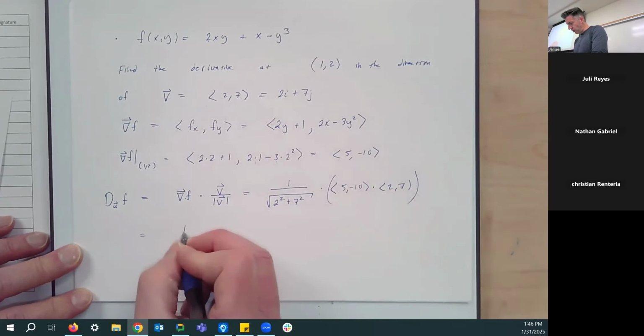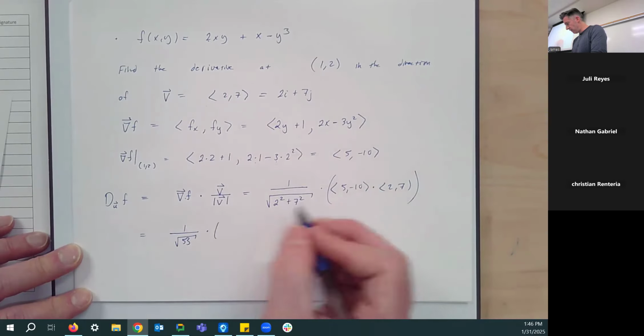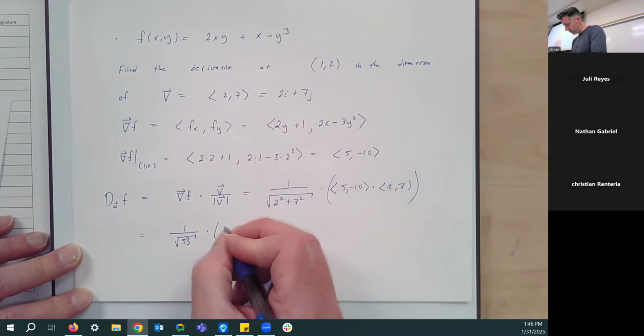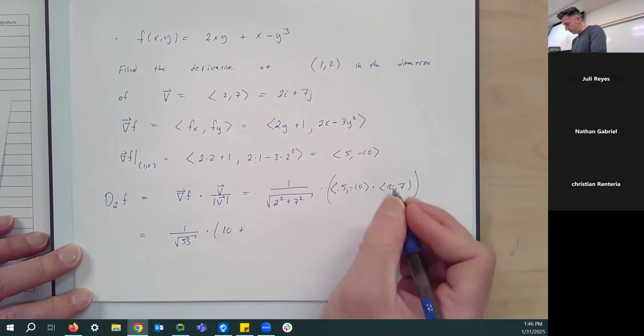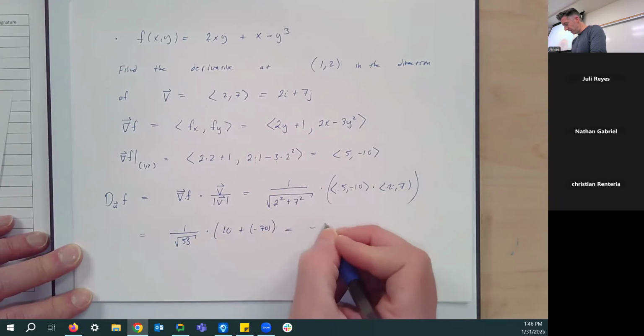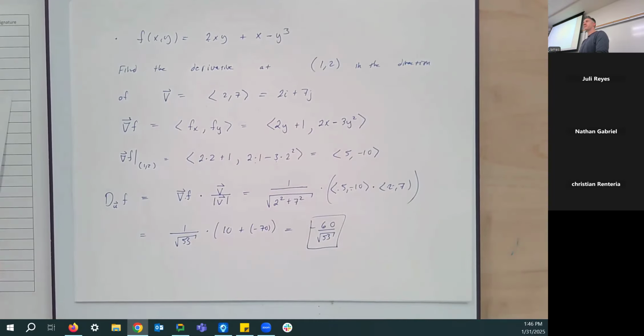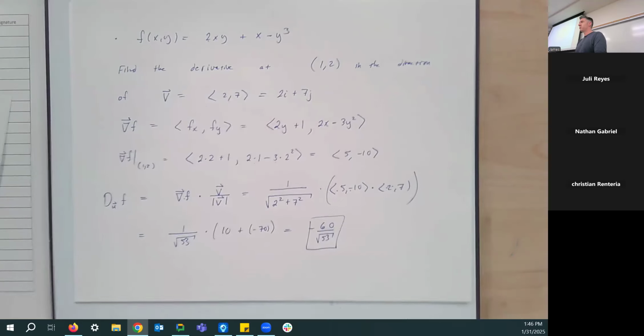So that's going to be 1 over the square root of 4 plus 49, which is 53, times 5 times 2, plus negative 10 times 7. So it looks like we're looking at something like negative 60 divided by the square root of 53. That means we're decreasing, right? If we move in this direction from this point, we are going down the hill, not up the hill.